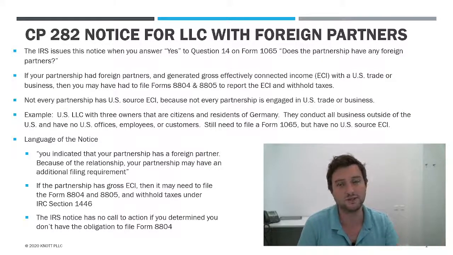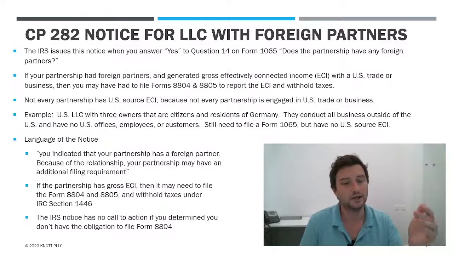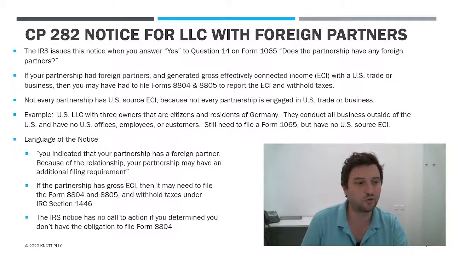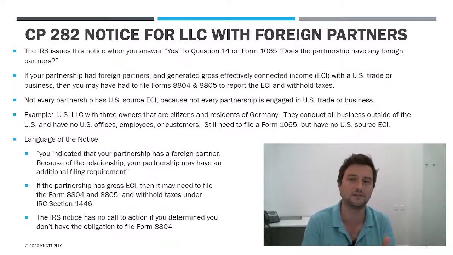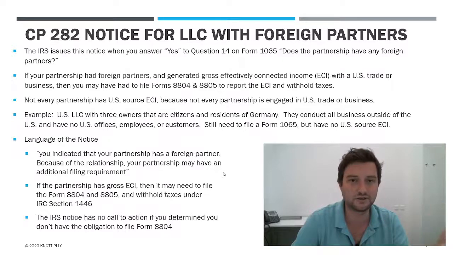They'll send you the CP 282 notice, and what's telling and what's important here is anytime you get a notice from the IRS, it's always overwhelming because you assume that your back's against the wall and they're chasing you for money. But if you read the language carefully, you'll note that this really is just kind of a fishing expedition. They just wanted to let you know that maybe there's something you missed, right?